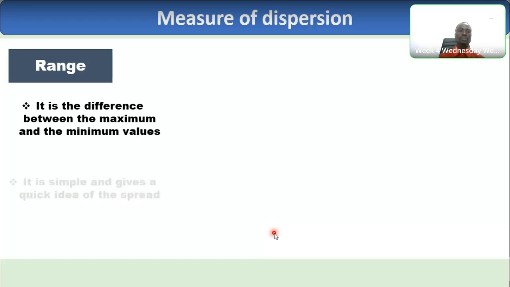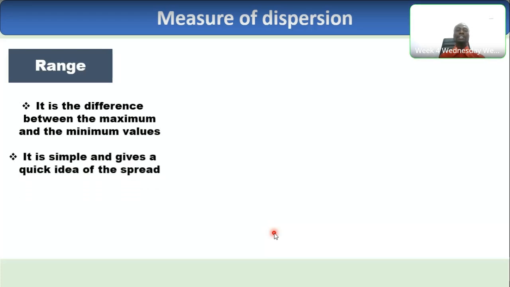Range is very simple and very quick to understand. So it just gives us a very quick understanding of the spread. But the problem is that range is very sensitive to outliers.